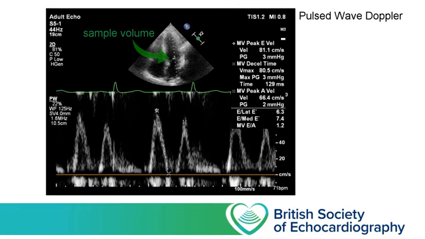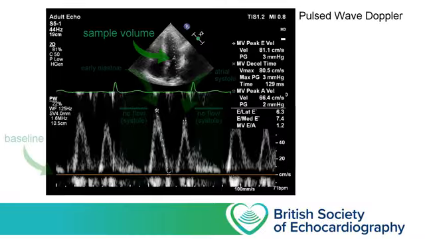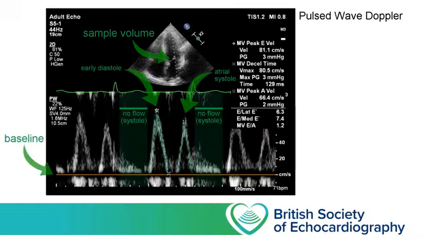Okay, so we're trying to demonstrate flow of blood from the left atrium towards the left ventricle. That is, blood flowing towards our transducer. So the baseline's been placed at the bottom of the graph, and we're looking at positive velocities. And so you can see that in systole there's no flow from LA to LV as we'd expect. Whereas in diastole we have two discrete peaked triangles, which represent two phases of LV filling, early diastole and then atrial systole.